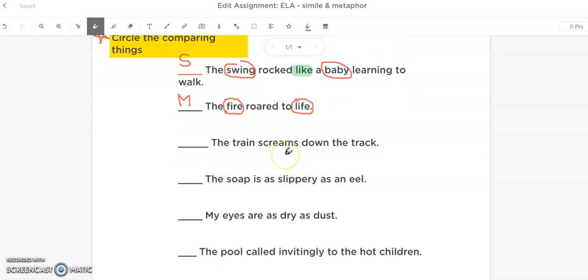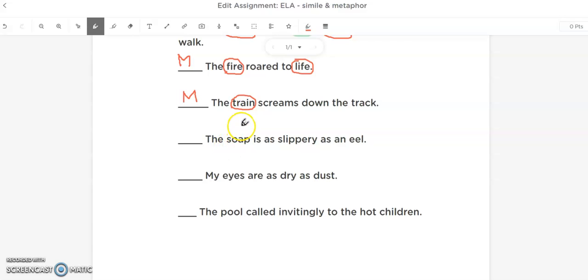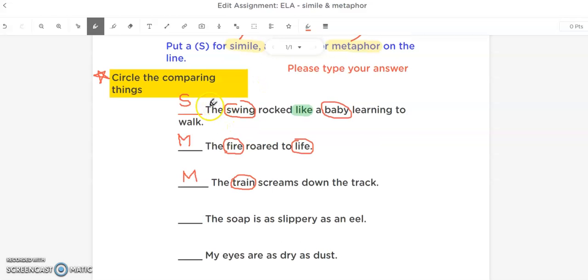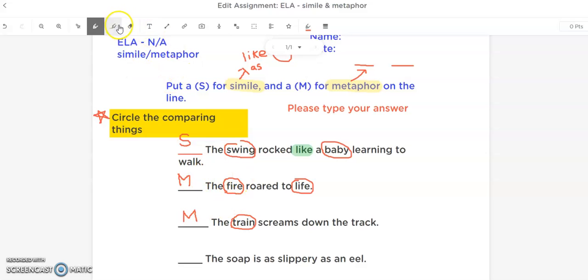Next one, the train screams down the track. I don't see like or as, so we know it's metaphor. What do you think it's comparing here? I don't see two things. The train screams down the track. Not sure on that one. I don't think there's two things there. Someone circled train. It's not comparing it to anything. So if they're not comparing two things, I'm going to put it as unknown because I don't think this is a metaphor or a simile.